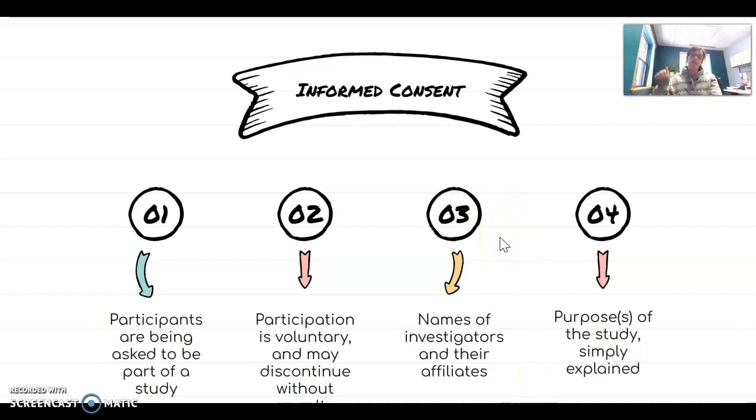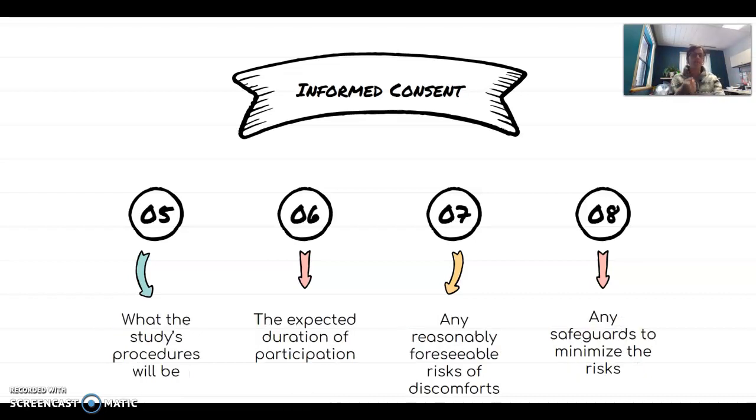You want to make sure you list the names of the investigators and their affiliates. So students at Kuiper College, that is going to be who you guys are. And giving a really simply explained purpose of the study. One of the things you want to avoid in informed consent is using very verbose and scientific and technical language, because it might lend to your participants not fully understanding what they're getting into. So you want to keep it as basic and simple as possible so that anybody, regardless of their literacy, their education level, their focus, or whatever element, is able to understand what the purpose of the study is.